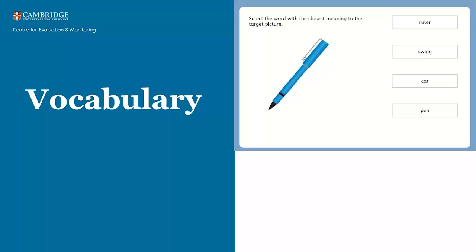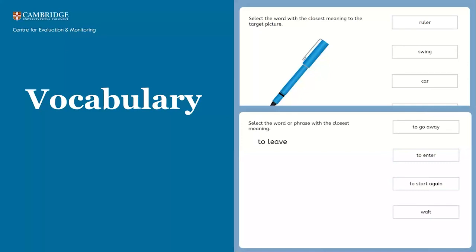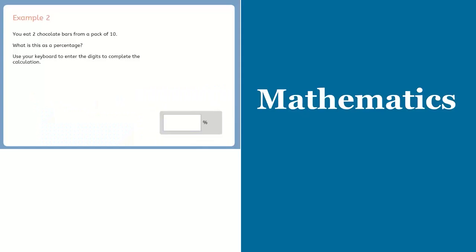So we've got a little example question there. We've got another example question here. To leave, which one of those answer options is closest in meaning to that target? We simply choose which one we think is the correct answer. And then we move on to the maths section.